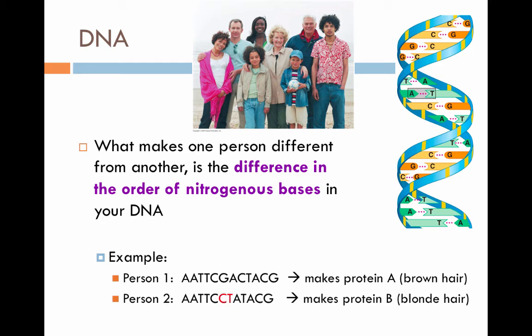Person 2 has a very similar DNA sequence, but it's slightly different. Notice there's a C and T in place of G and A. Because the DNA sequence or the instructions are slightly different, it makes a different protein. In this case, it makes protein B, which is blonde hair. So the reason we are all different from each other is because we have different sequences of genes or different sequences of DNA, which make different proteins, which give us different traits.